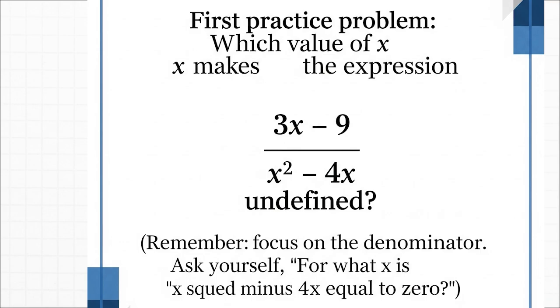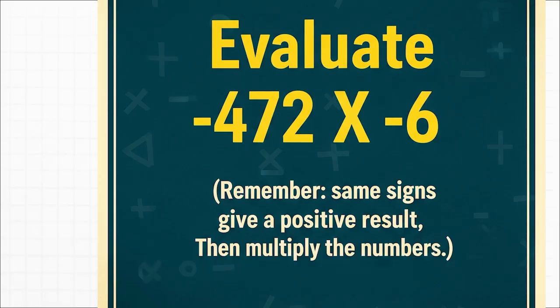And one with signs. Evaluate. Negative 472 times the negative 6. Say the sign out loud first, then multiply the sizes the easy way that works for you.